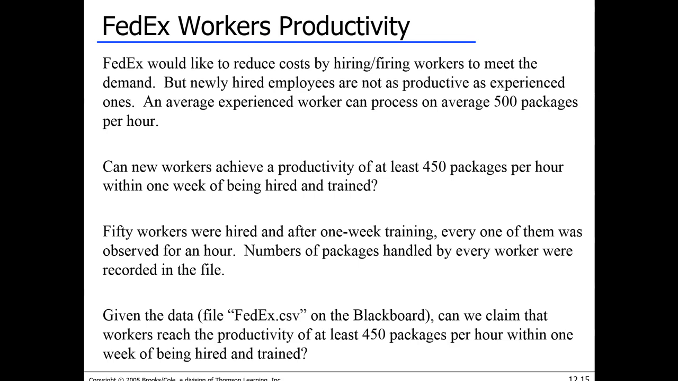So how do they meet the peak demand? They hire temporary workers, and they like to rely on students actually to go and work in the sorting facilities to sort the packages. An average experienced worker can process 500 packages per hour on average. What they do is they hire new people, put them through the training program, and they expect them within 1 week of being hired and trained to be able to achieve not quite 500 but close, 450 packages per hour on average.